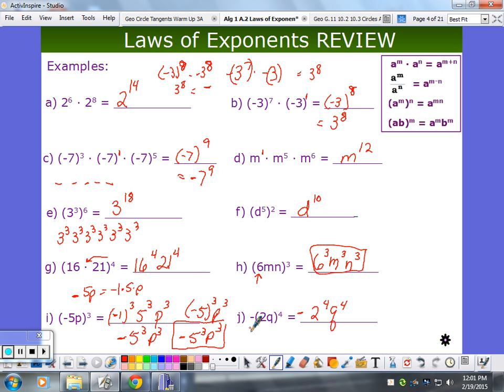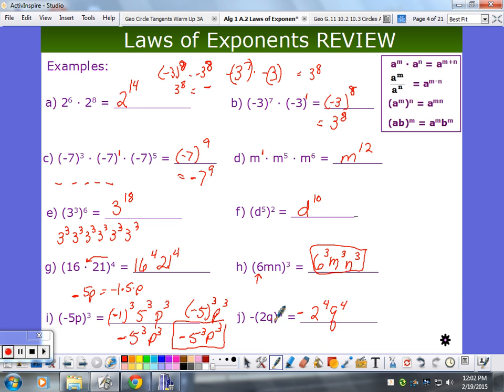Why am I not making it positive? Why am I not making it positive, Ben? It's not outside of parentheses. It's outside. Am I raising this to the 4th power? No. Nope. This thing in parentheses is to the 4th power, and this says now make it negative. It will be a negative number.